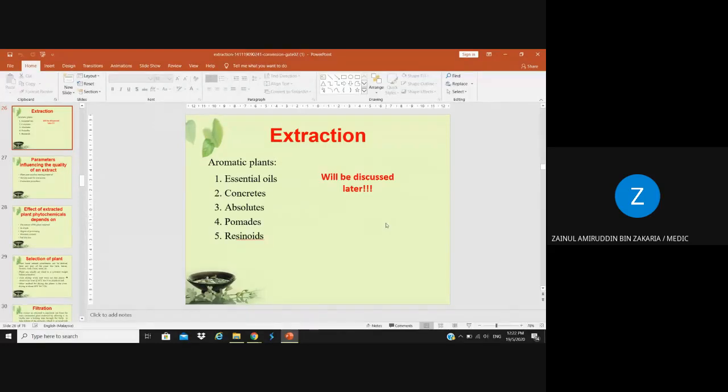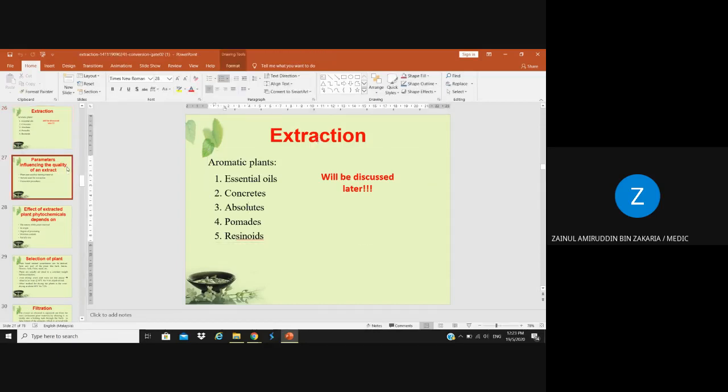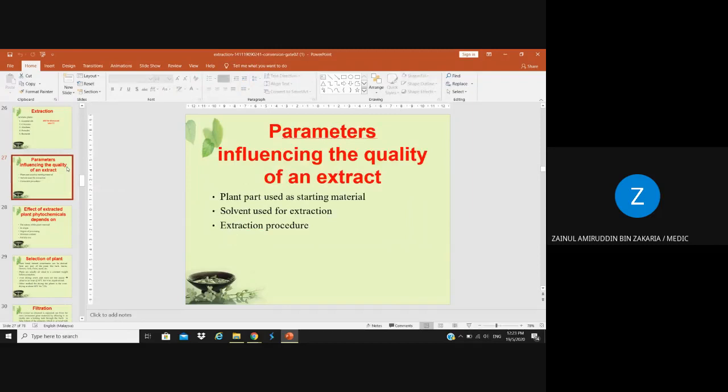Okay, this one for aromatic plants, we will discuss it later. When you do extraction on aromatic plants, you will have 5 different types of product. So that one will be covered later, and now we move on. Any questions?